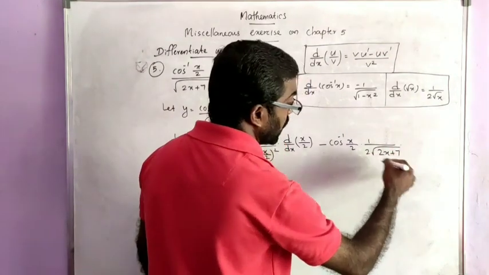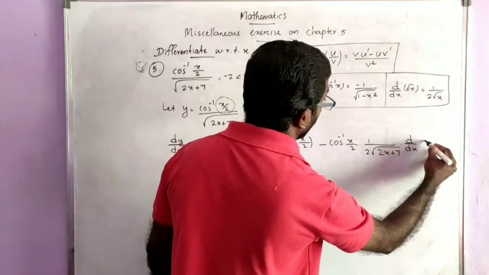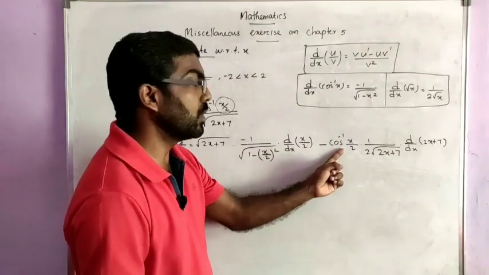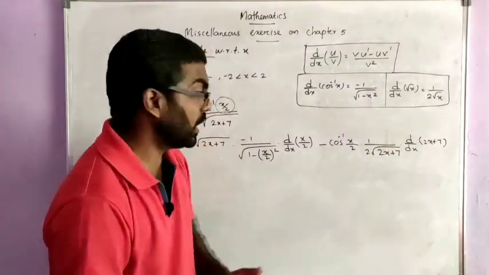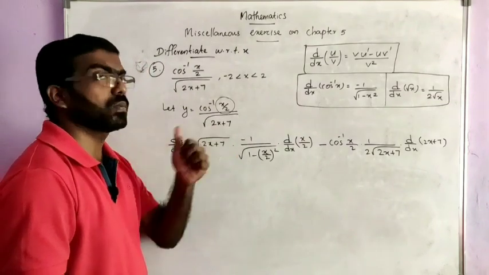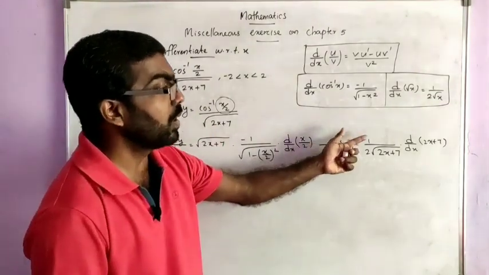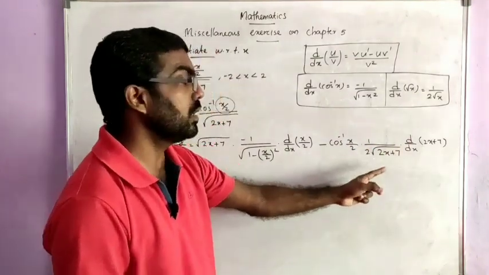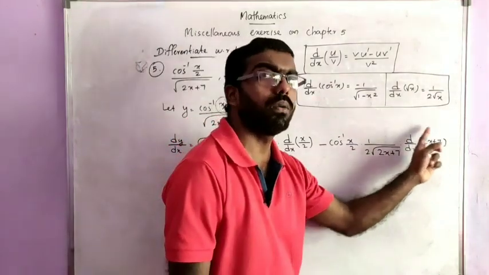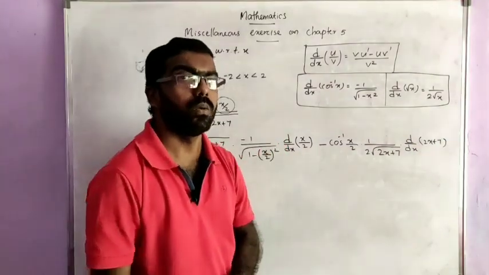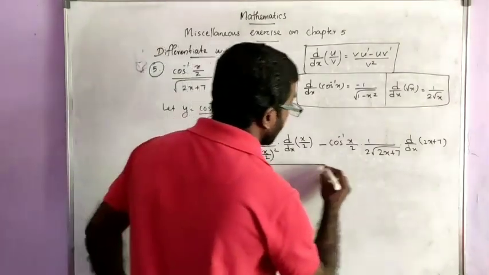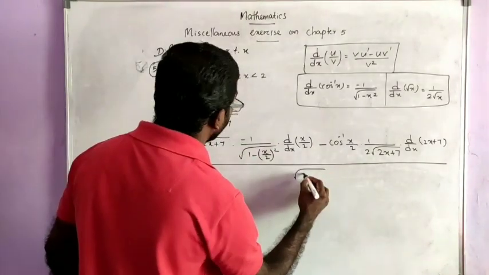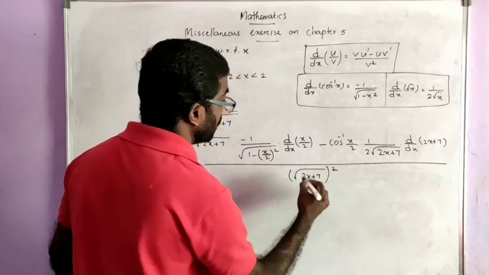And again we have to multiply the derivative of 2x plus 7, that is d by dx of 2x plus 7. Clear? Numerator cos inverse x by 2 into derivative of denominator. Here the denominator is root of 2x plus 7, that is root x. Root x derivative is 1 by 2 root x. So 1 by 2 root of, instead of x the term is 2x plus 7. So we write as it is and multiply the derivative of 2x plus 7. That is, we apply the chain rule. Okay. Whole divided by v square. V means the denominator, that is root of 2x plus 7 the whole square.